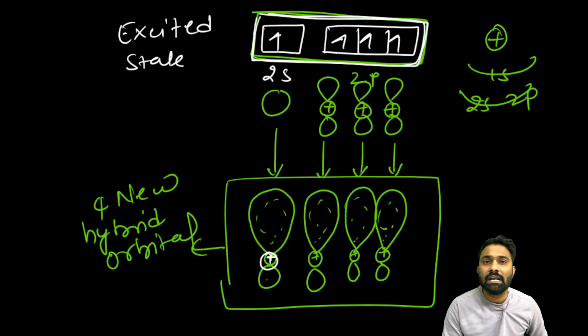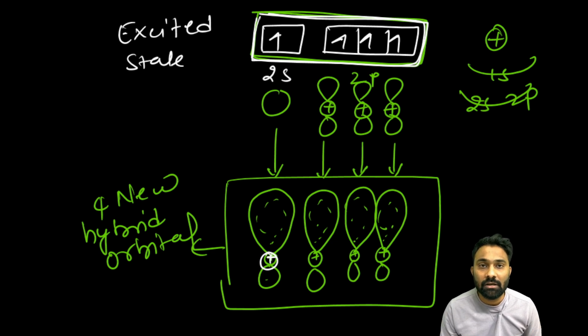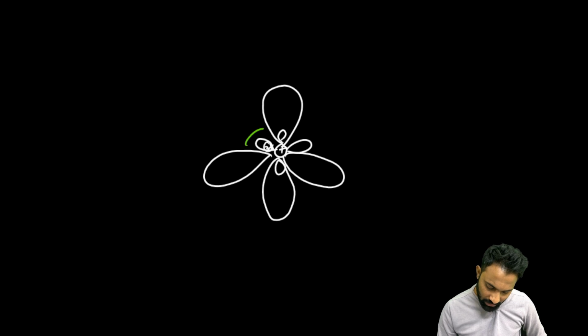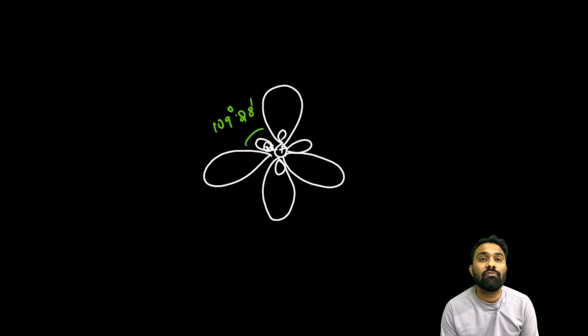These 4 new hybridized orbitals should arrange themselves in such a way that they are free from repulsion. They arrange themselves at a bond angle of how much? 109 degrees 28 minutes. At the bond angle of 109 degrees 28 minutes, they are free from repulsion. Clear? All these 4 new hybridized orbitals are free from repulsion.